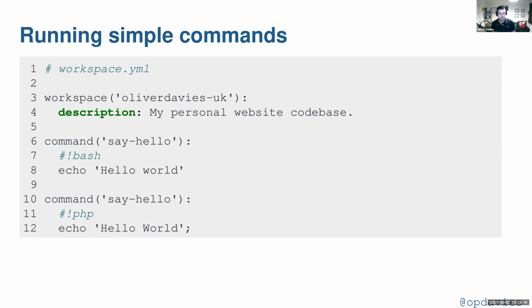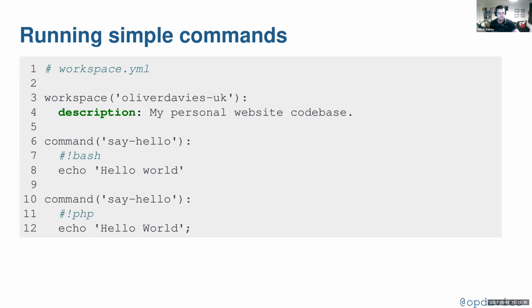So first of all, we need to name our workspace. My website is oliverdavis.uk, so that's what I put in here. And I've given it a description. So it's my code base. And the workspace name and the description become available as metadata later on if we need to use them in templates and things.